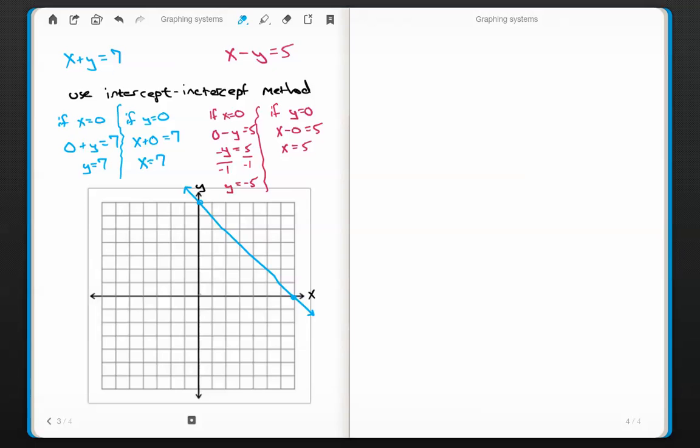Sure enough. What about if it's 6? X is 6. 1, 2, 3, 4, 5, 6. And then y is 1. 6 plus 1 equals 7. All right, so that works. Cool.